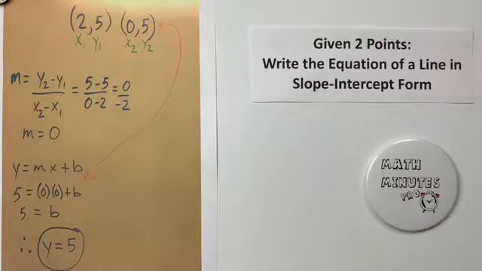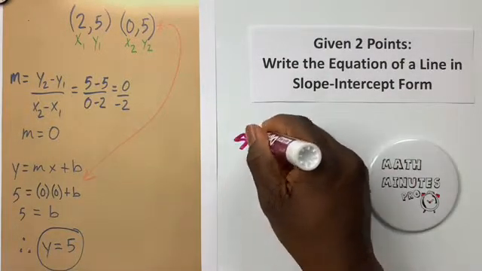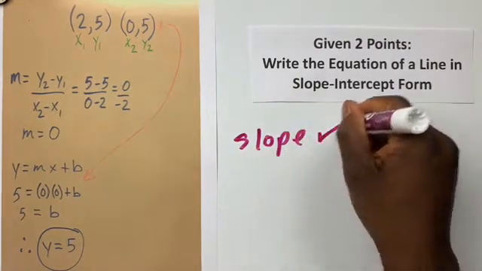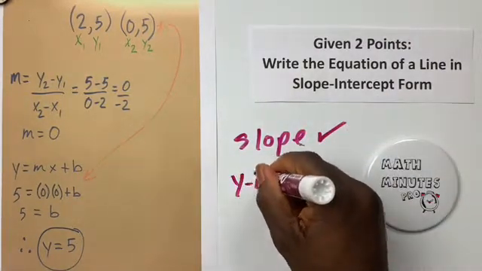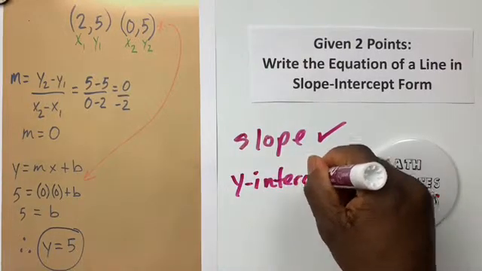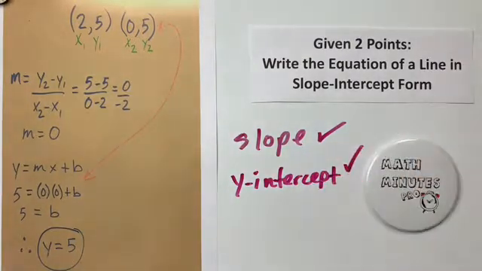Now, in order to write the equation of a line in slope-intercept form, we need 2 pieces of information. Now remember, this is slope-intercept form. Y equals m times x plus b. M is the slope, so we need the slope, and b, we need the y-intercept. So we're going to need the slope, and we're going to need the y-intercept. Those 2 pieces of information in order to write the equation in slope-intercept form.